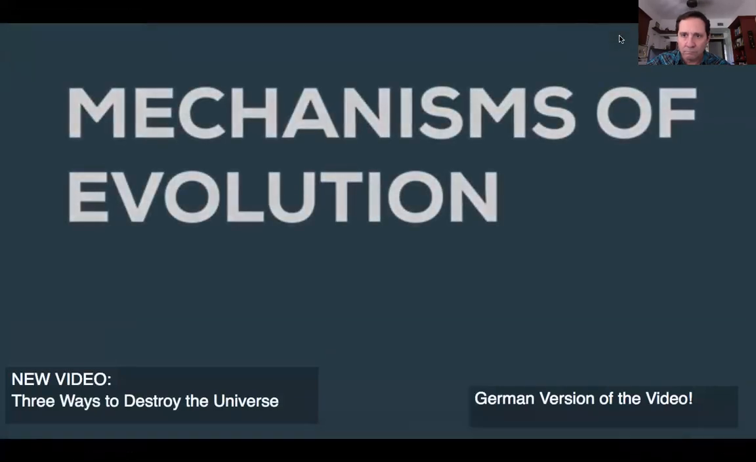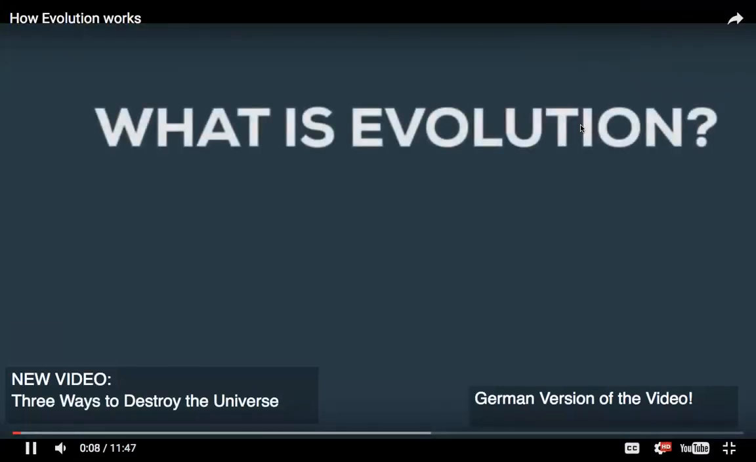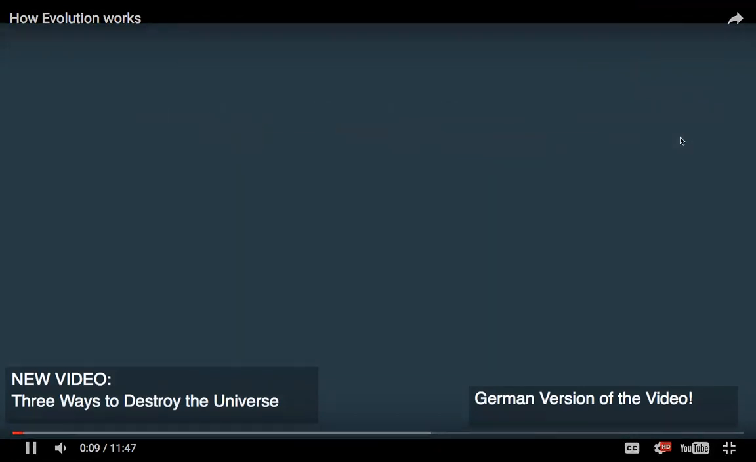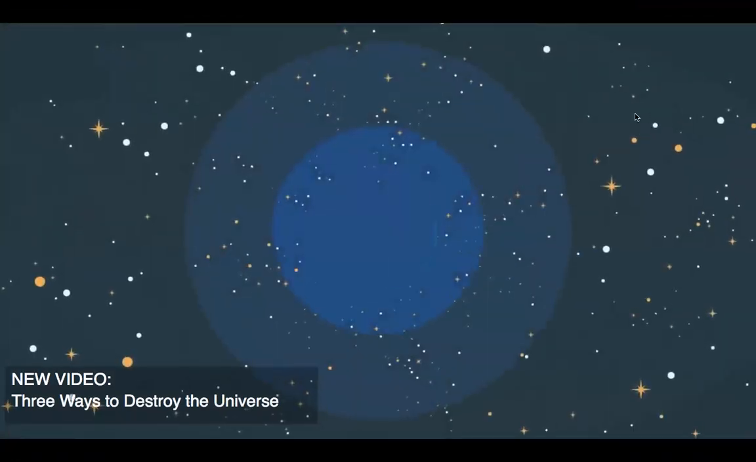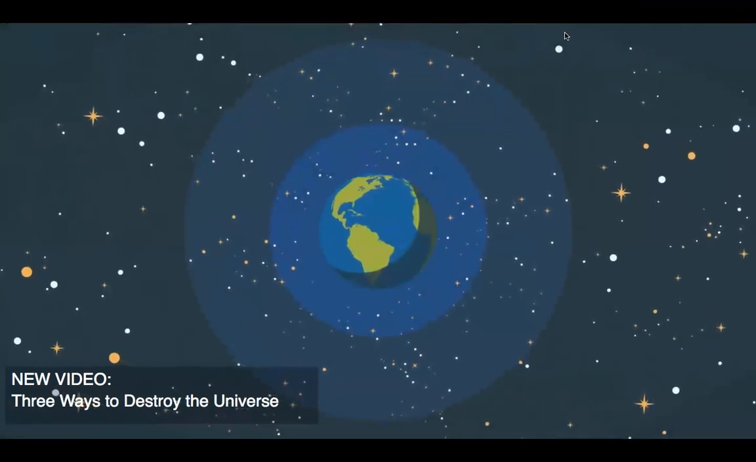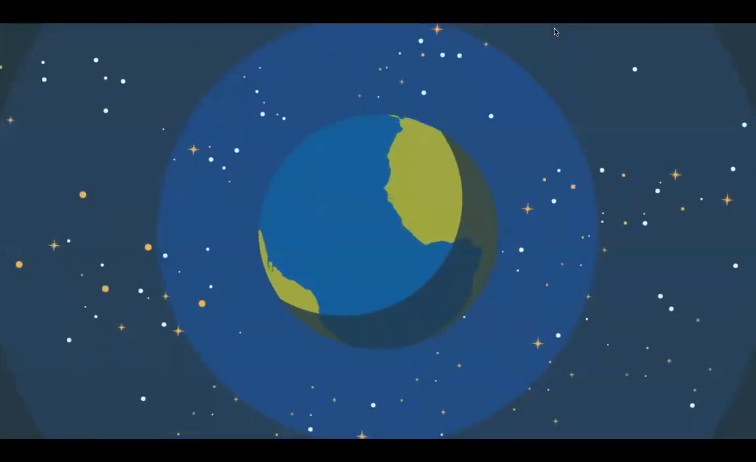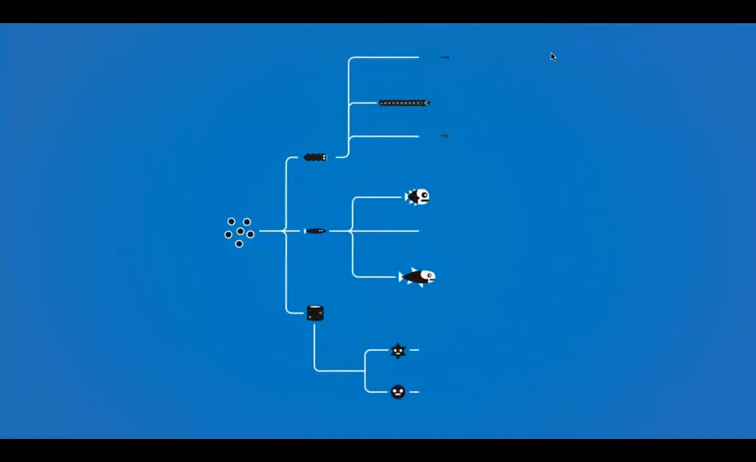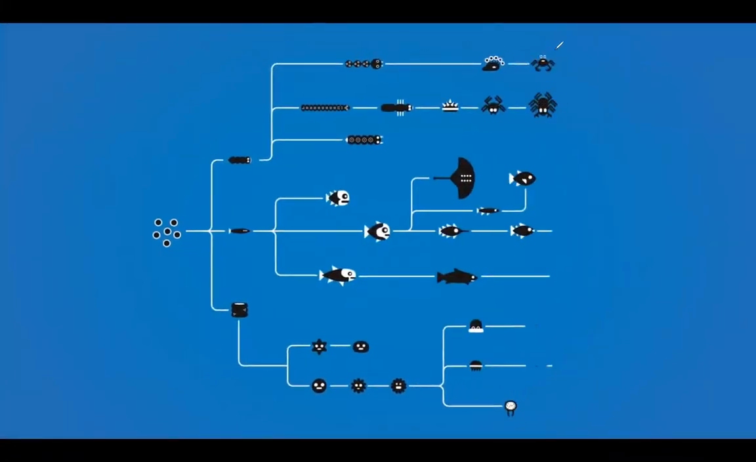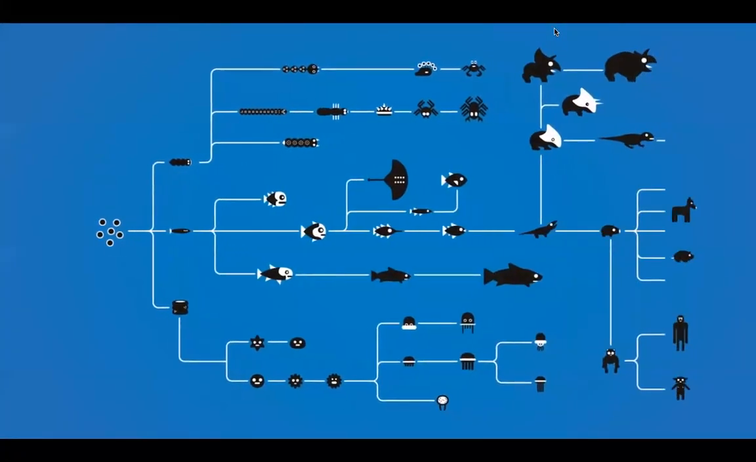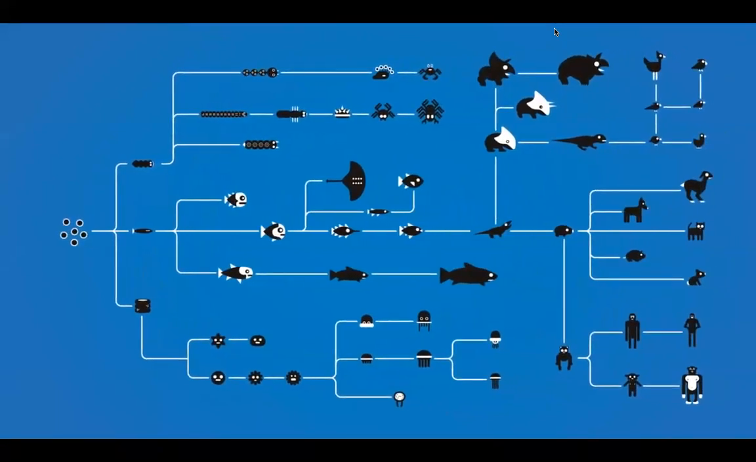Mechanisms of evolution. What is evolution? Evolution is the development of life on Earth. This is a process that began billions of years ago and is still continuing to this day. Evolution tells us how it was possible for the enormous diversity of life to develop. It shows us how primitive protozoa could become the millions of different species that we see today.